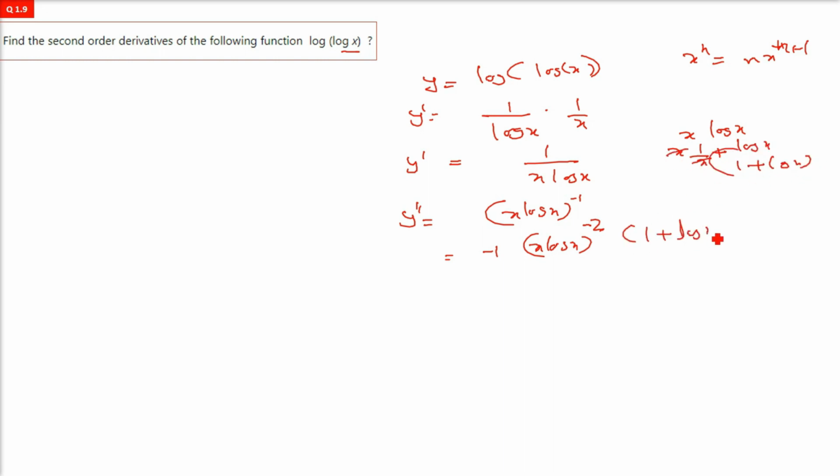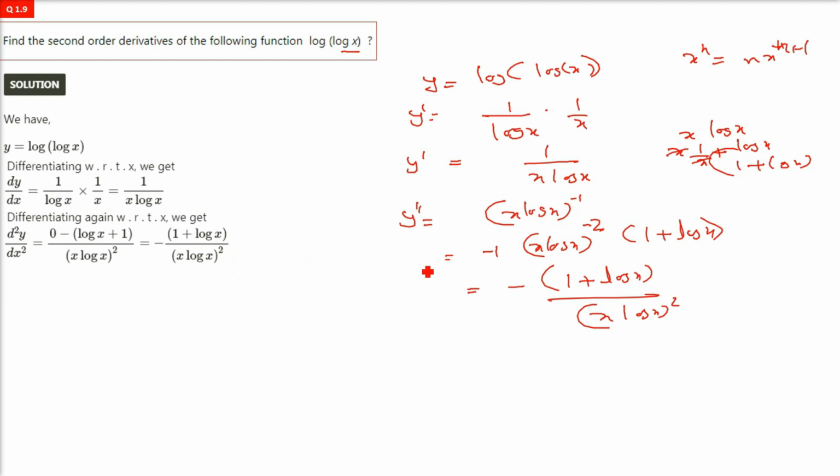You have a negative x plus log x to the power minus 2 that can be taken into the denominator. So you have 1 plus log x negative, and you have x log x in the denominator squared. So this is the answer. As I said, there are multiple ways to do it. It's up to you how you do it. You can apply this way also. You can apply the quotient rule also.